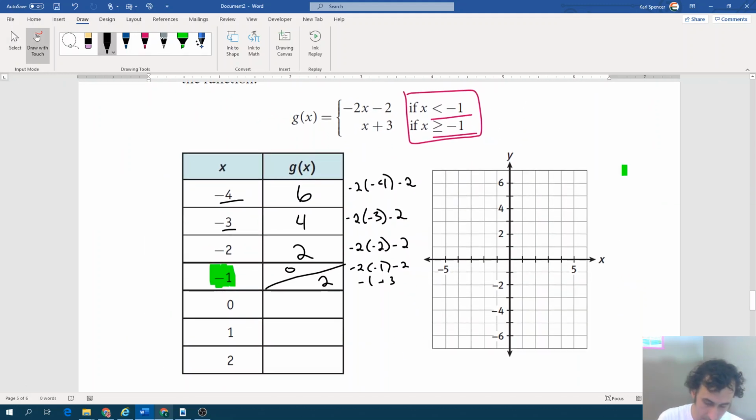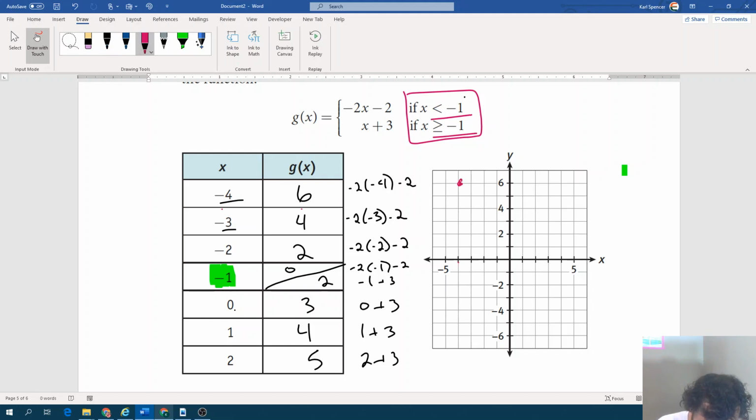plugging in my points, 0 goes into which interval? That second one. 0 plus 3 is 3. Plug in 1. 1 plus 3 is 4. 2 plus 3 is 5. So now I'm going to graph my points. My first point, negative 4, 6. My second point, negative 3, 4.